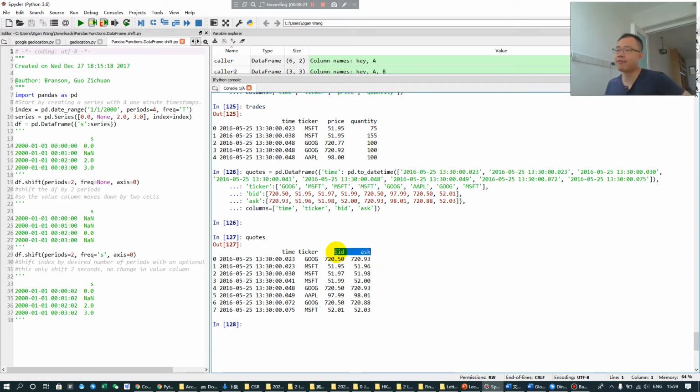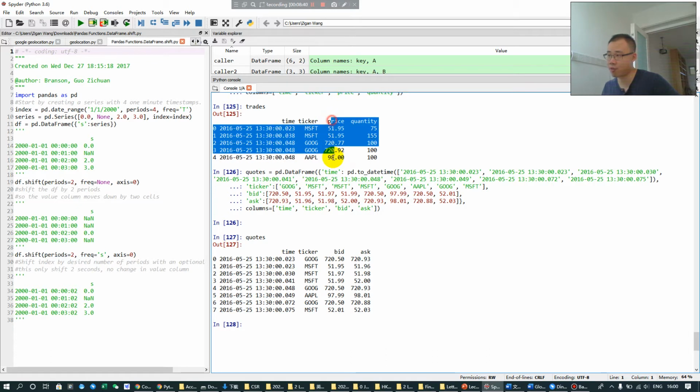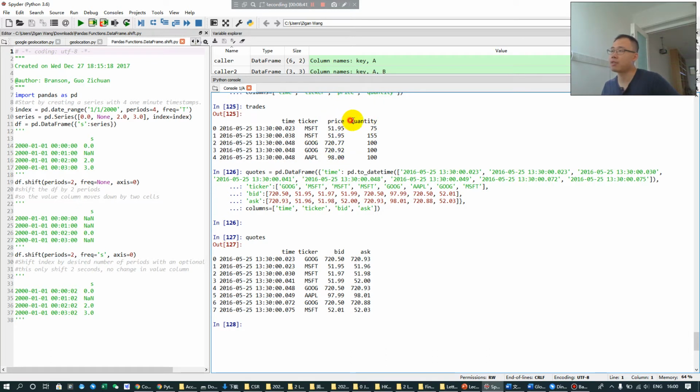When the bid price that the buyer raises matches the seller price, which is the ask price, then the transaction will happen. And that price in the transaction is the transaction price in the price column. And the quantity indicates how many stocks are being transacted at this price.